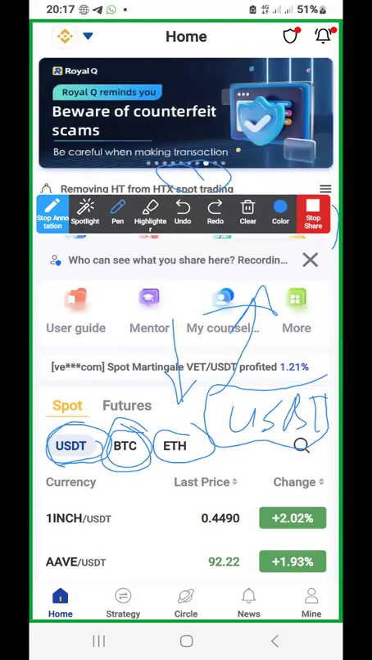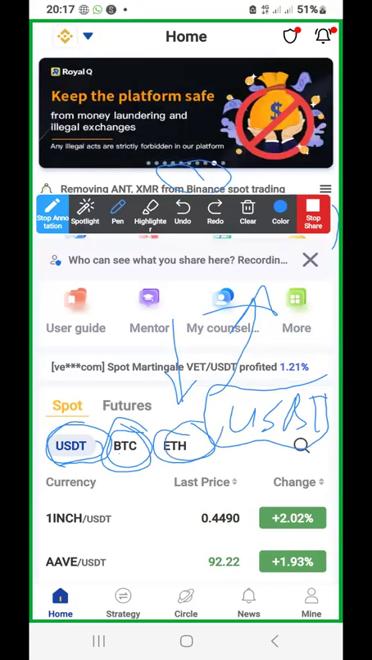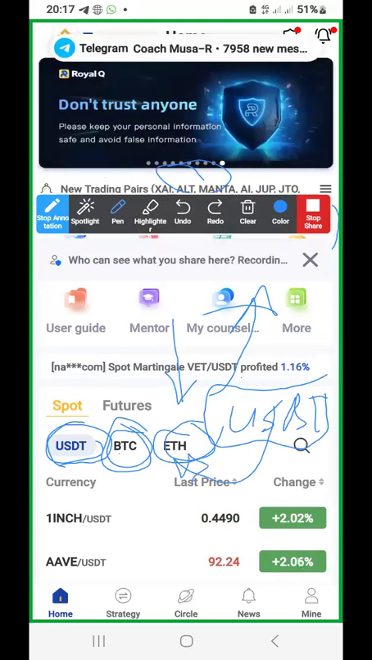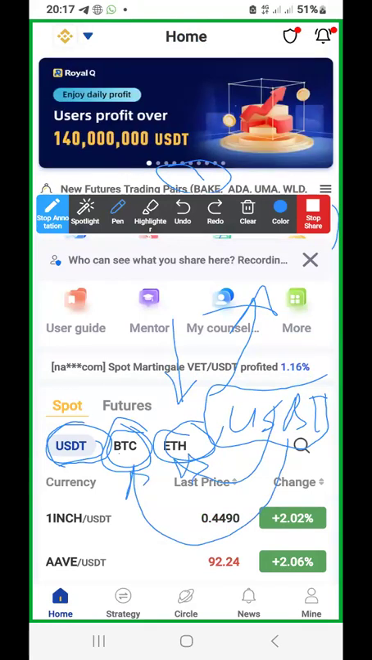The same applies to the Ethereum market. You cannot trade in the Ethereum market when you have USDT. You need to convert your USDT to Ethereum. Same applies to BTC. If you have USDT and you want to trade in the BTC market, convert your USDT to BTC. You get that?